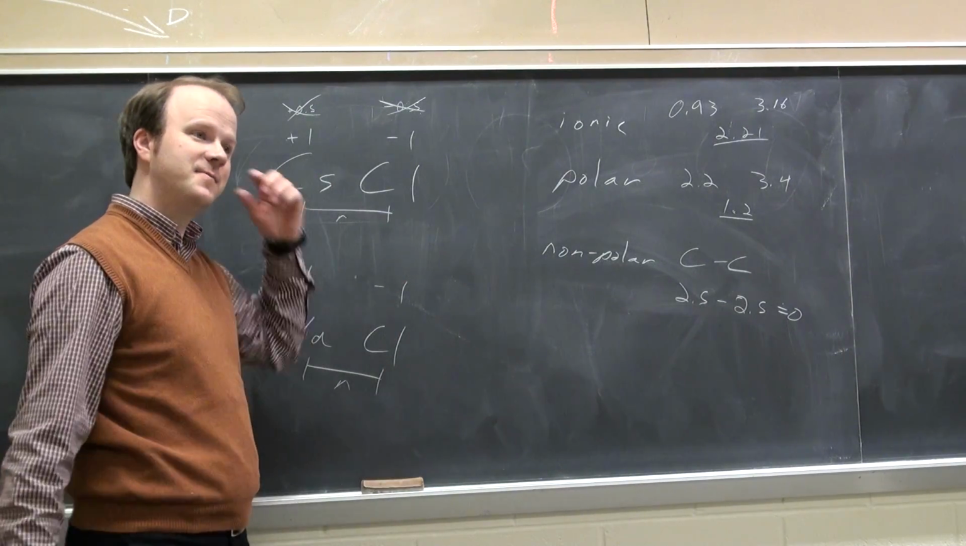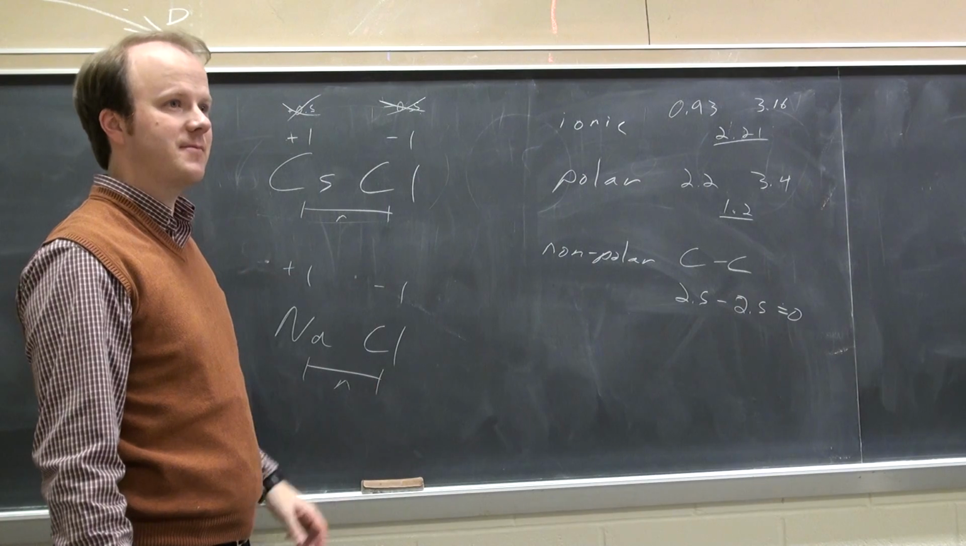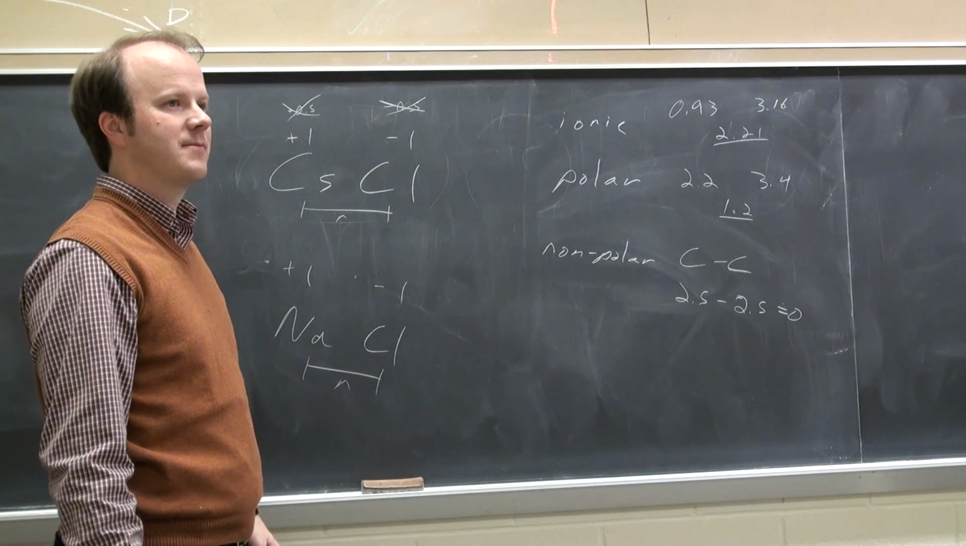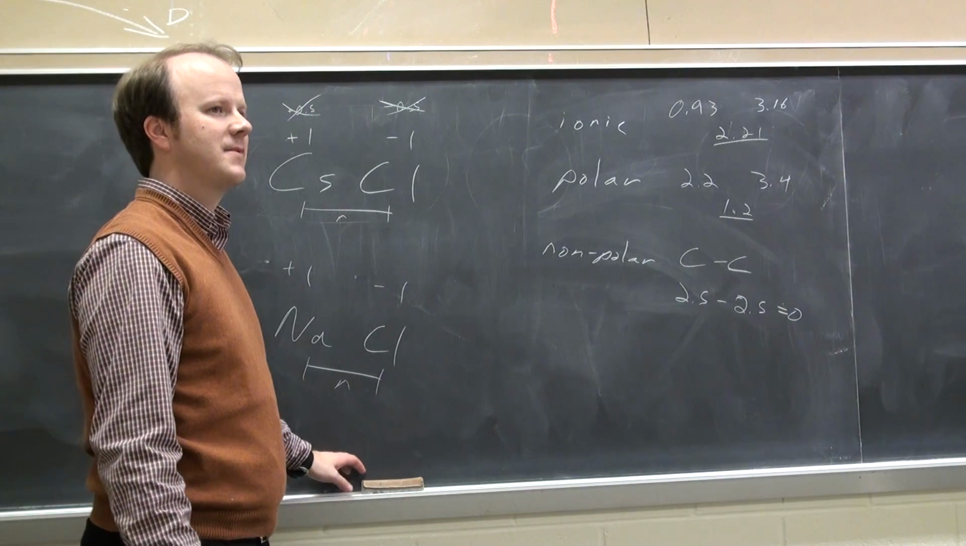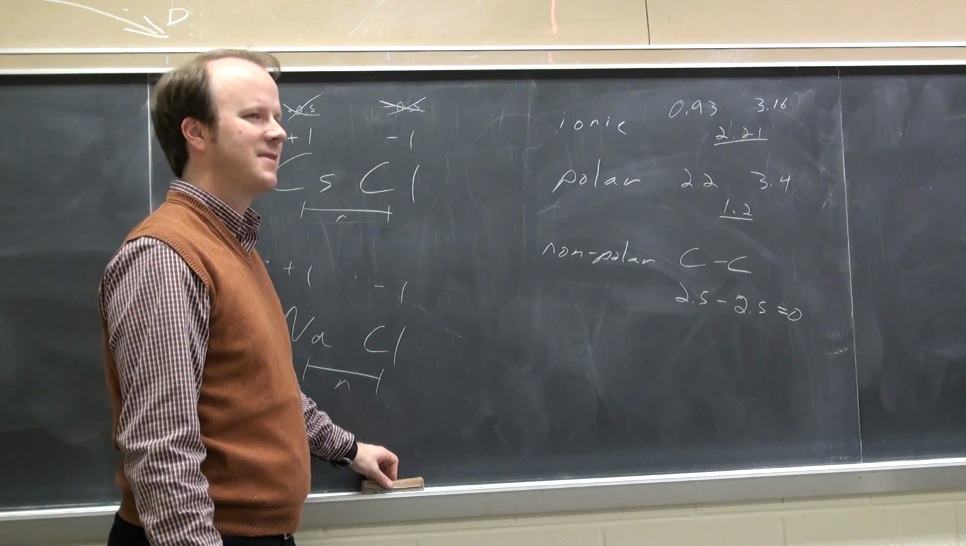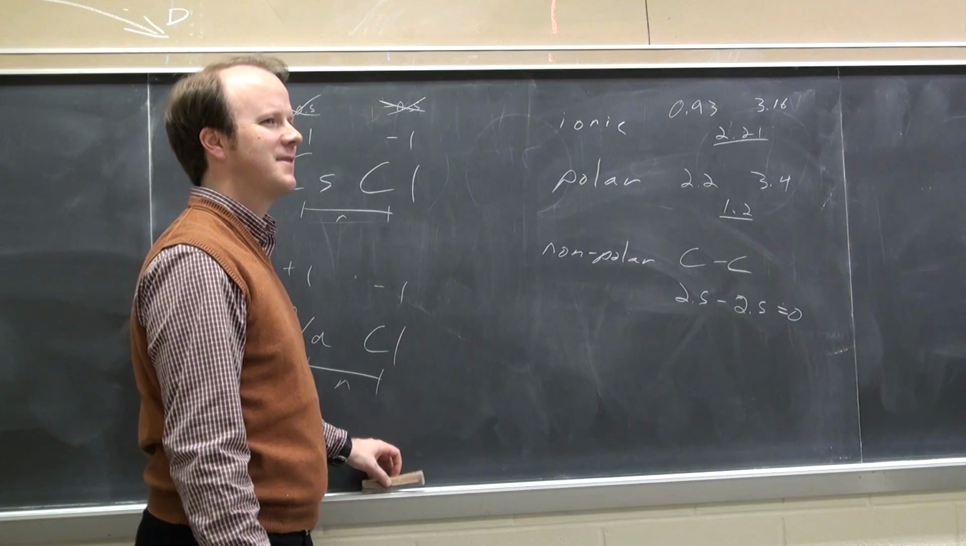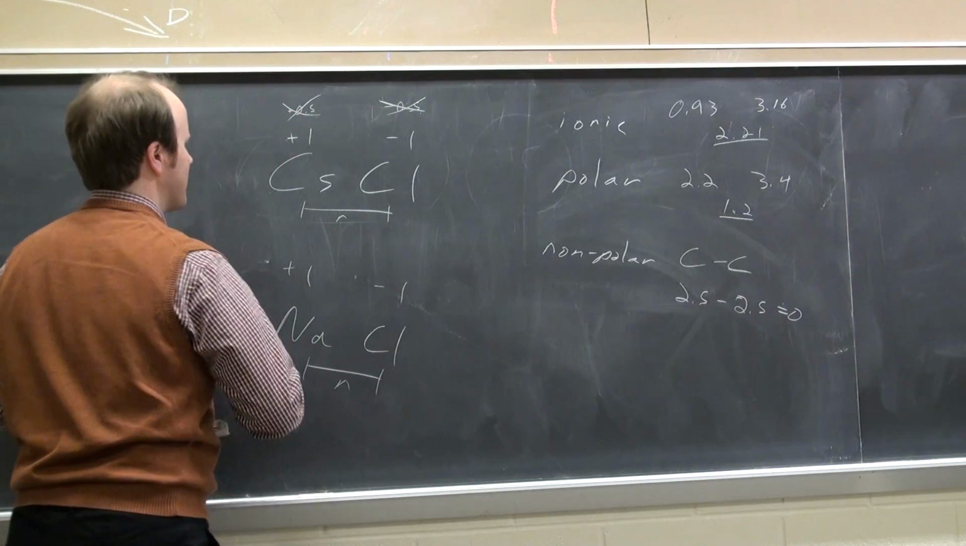Yeah? Going off of that, if you throw in a row 2 metal, like magnesium, which has a +2 charge and 2 chlorines, how's that going to change the dipole moment?